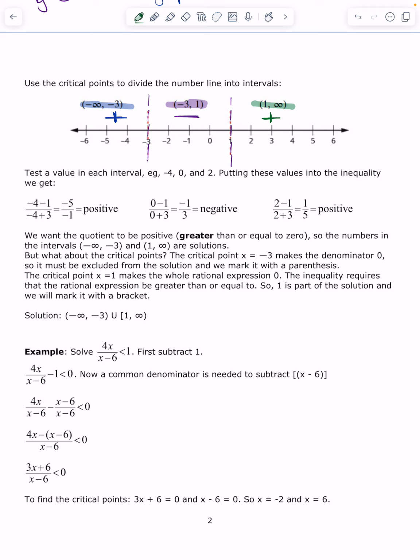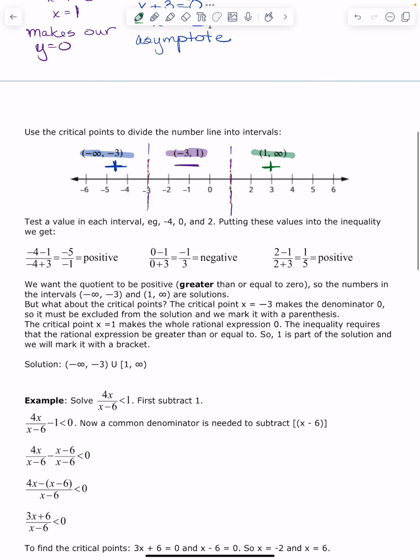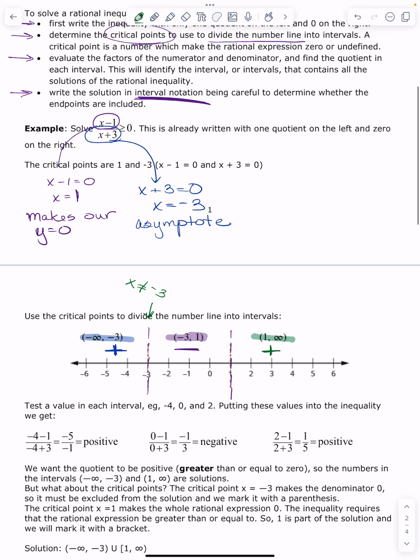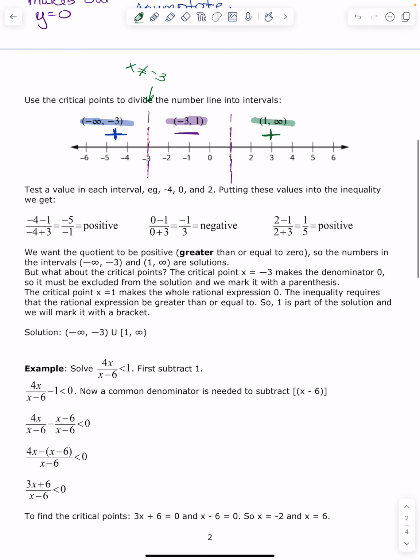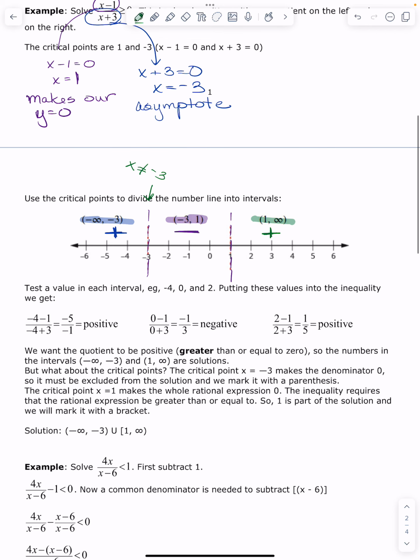Now, a couple things I want to point out. We know that x cannot equal -3. That's where our asymptote is. We also know x can equal 1. Asymptote, 0.